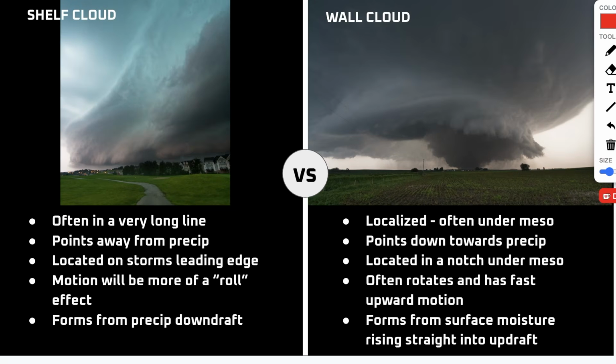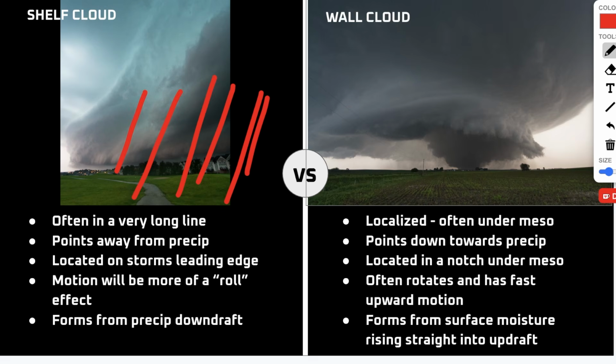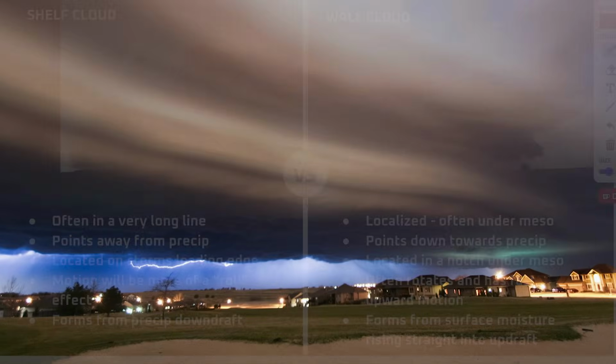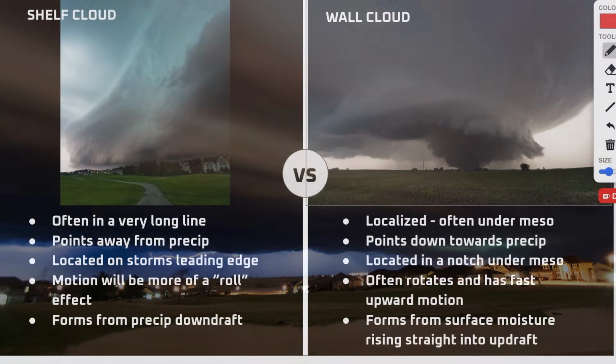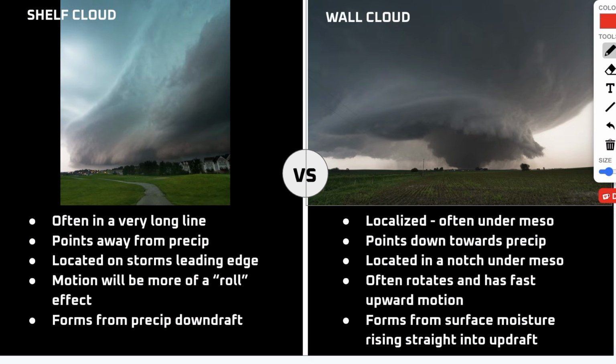And shelf clouds are formed from the precipitation downdraft. So there's usually a ton of precipitation that kicks up air, and then it creates this wall, this long shelf line. This was shot back in Omaha a few years back. And then this is an example of a wall cloud, again, the Coleridge Day.